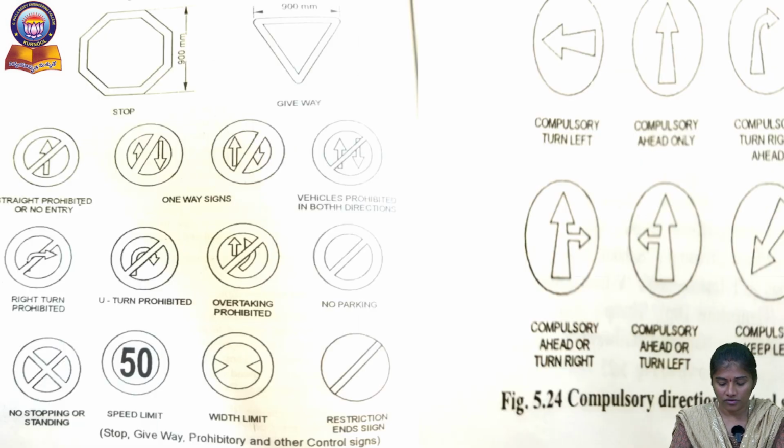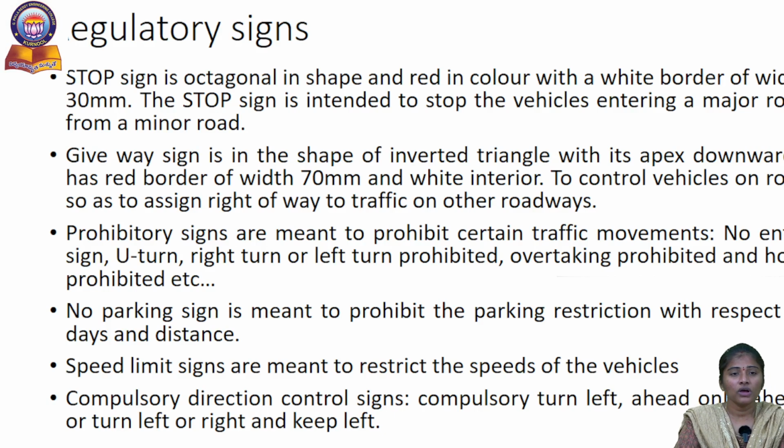You can see some regulatory signs, such as compulsory direction control signs, in this slide. Here we are saying that there are two exceptional signboards in regulatory signs in terms of shape. One is the stop sign and another one is the give way sign. The stop sign is octagonal in shape and red in color with a wide border of width 30 mm.